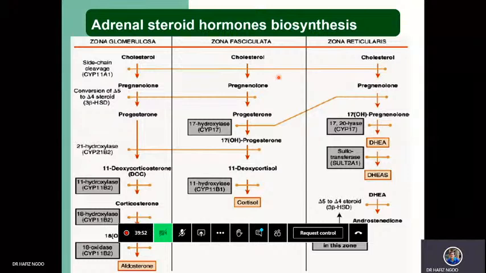Okay, so for the biosynthesis, you have the zona glomerulosa, fasciculata, and zona reticularis. The glomerulosa is not able to produce cortisol because it doesn't have the 17-hydroxylase. Whereas the fasciculata and reticularis have this. So from here, cholesterol is converted to pregnenolone, progesterone, and then it can be converted to 17-hydroxyprogesterone, and from there it can become cortisol. The same thing for the zona reticularis. That's why these two zones can produce, to a certain extent, cortisol and also androgen.